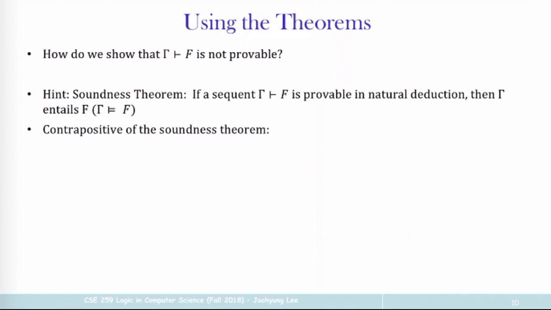Now, the next question is about what you were saying. How do we show that gamma derives f is not provable? Okay? So the hint is actually the soundness theorem is helping here. The soundness theorem is saying that if the sequent is provable in natural deduction, then gamma entails f. Okay, there's a slight problem here. Our task is to show that this is not provable. On the other hand, the soundness theorem itself does not mention it. It actually talks about provability, but not unprovability. So how can we do that?